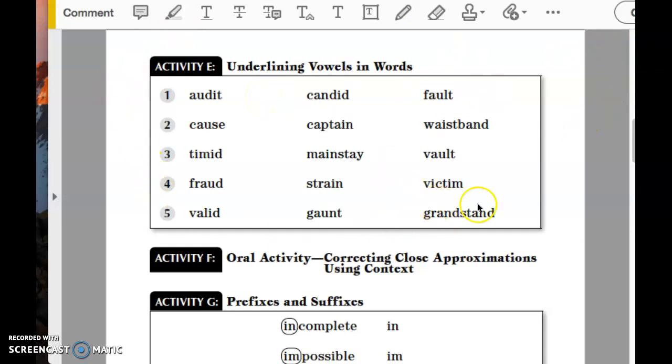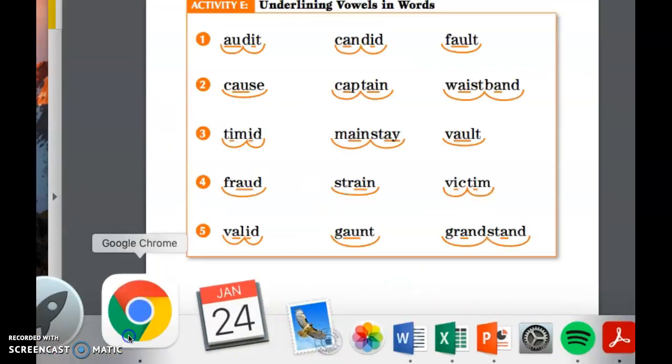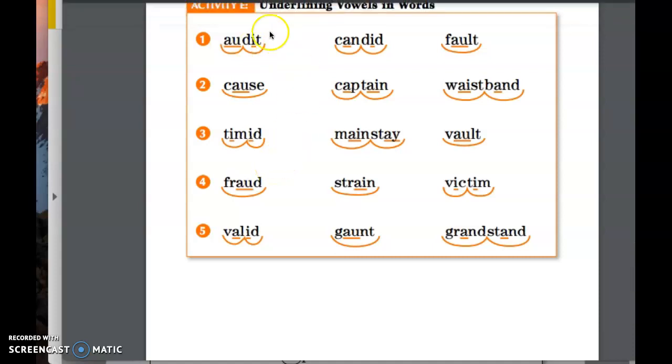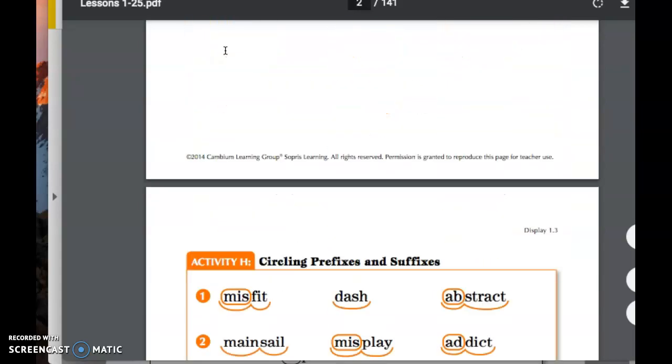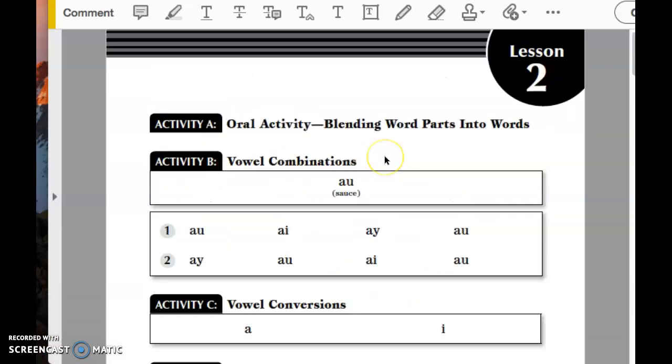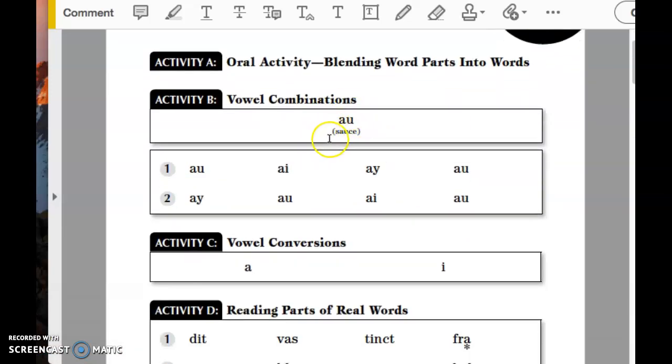Remember, for this activity, you're only doing activity E. You need to underline the vowel combinations and any vowels that you see. A, E, I, O, U, and the vowel combinations that you learned in this lesson were, let's look at it really quickly. You could always reference your new vowel sounds, A-U, A-I, A-Y. Those are the vowel combinations you'll be circling. Perfect, guys. Get going. It's on Cami. Open it up with Cami.